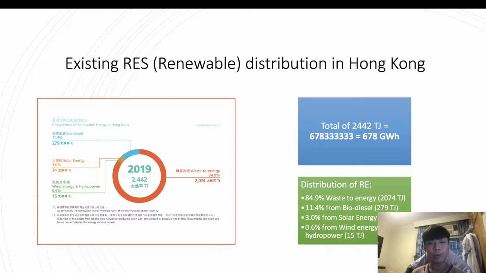These are the existing renewable energy source distributions in Hong Kong, and in 2019 they generated a total of 2,442 terajoules, which is equivalent to 678 gigawatt hours. You can see the distribution of RE is mainly from waste energy, followed by biodiesel, then solar energy, and wind energy and hydropower are the least, since we all know that wind energy mainly comes from Lamma Island, which has just one turbine only, made by Hong Kong Electric.